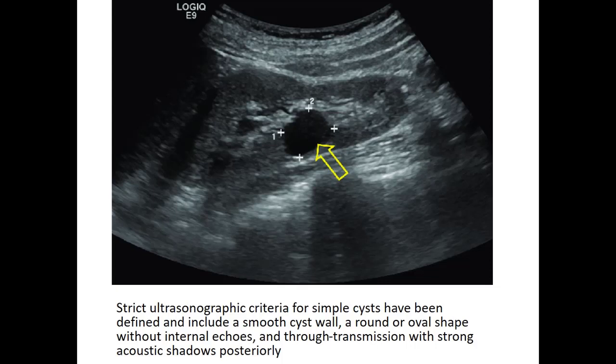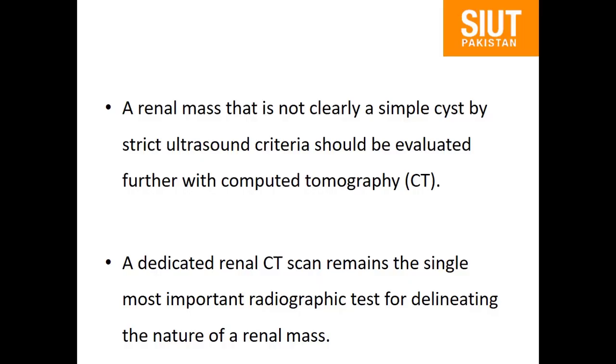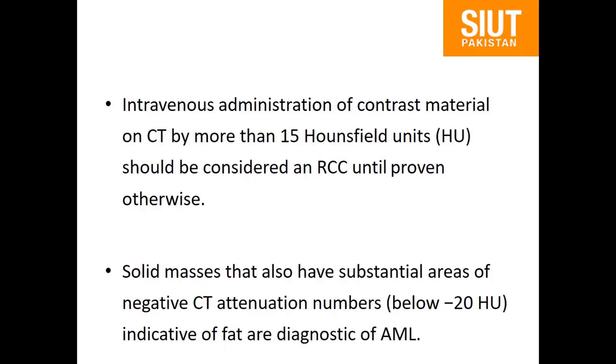But if there is some ambiguity or some deviation from this definition, we have to consider further investigation. The definition includes a smooth cyst wall, a round or oval shape without internal echoes, and through transmission with strong acoustic shoulders posteriorly. A renal mass that is not clearly a simple cyst by strict ultrasound criteria should be evaluated further with CT scan. Dedicated renal CT scan remains the single most important radiographic test for delineating the nature of the renal mass.